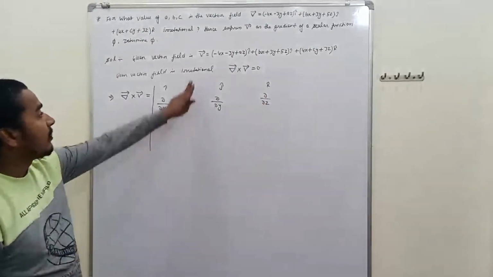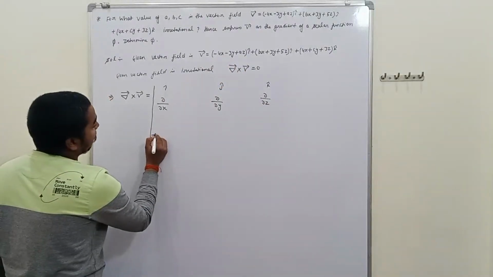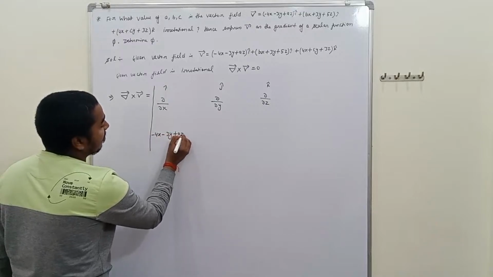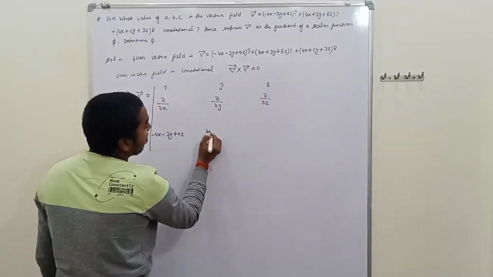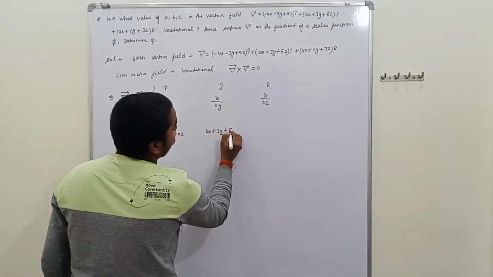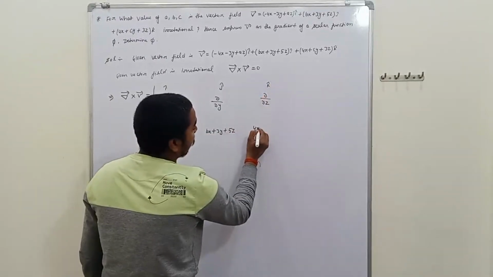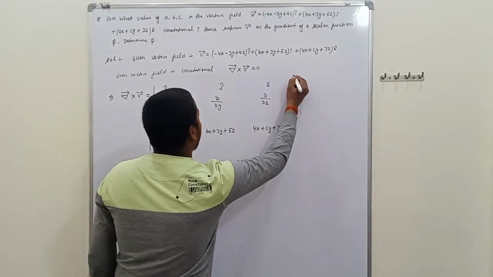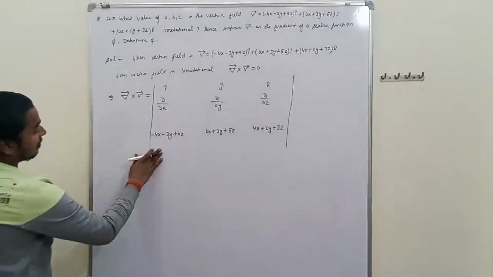In the given vector field, the i cap component is minus 4x minus 3y plus az. For the j cap component, it is bx plus 3y plus 5z, and for k cap, it is 4x plus cy plus 3z. We have to solve the given curl.